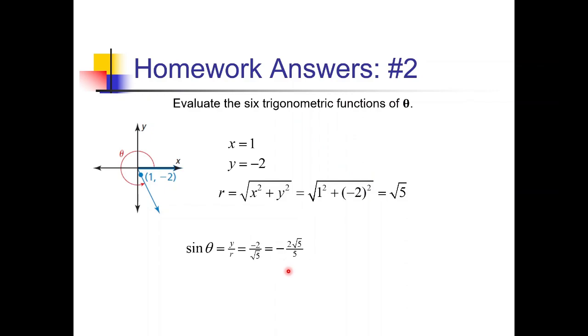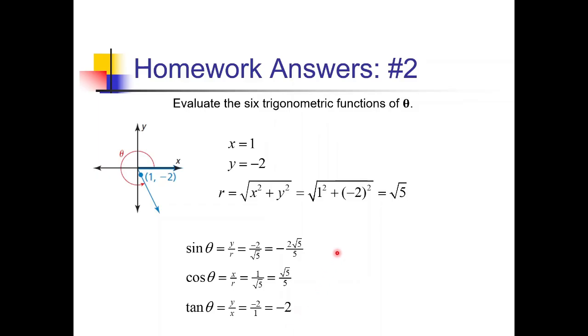Next up, we'll do cosine. That's x over r. We run into the same issue here. Now we have 1 over radical 5. So same trick we did up here, multiply by root 5 over itself. So this becomes radical 5 over 5. Now for tangent, we've got y over x, so -2 over 1, which we can simplify to -2.